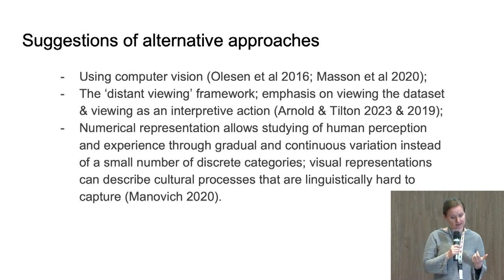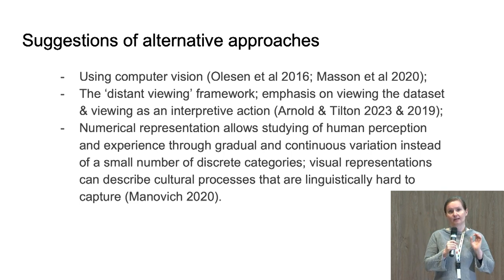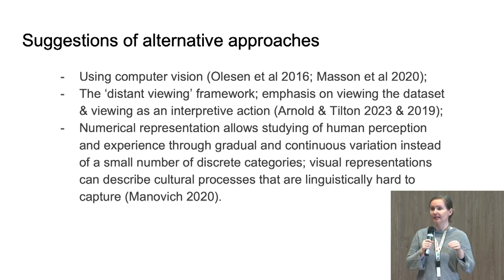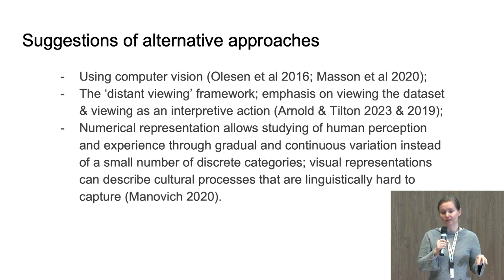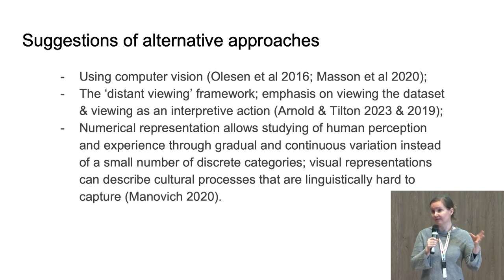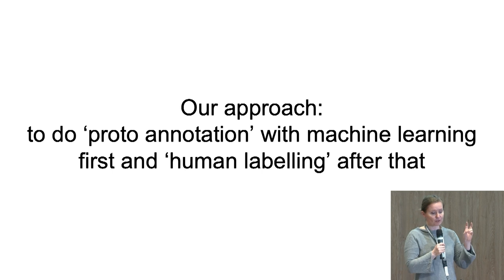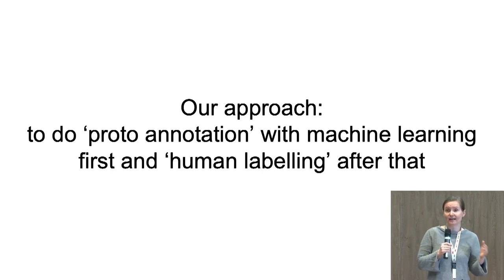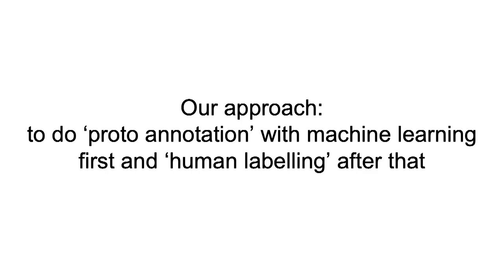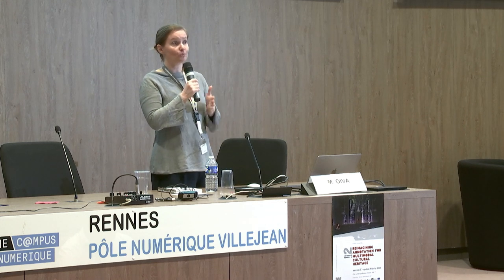And if we keep that, we get to see the gradual and continuous variation of the data, instead of readily putting the data into baskets of categories. That can sometimes be difficult, because sometimes you might need to put one image into several baskets because there are certain features there. So our approach is to do what I call proto-annotation with machine learning first, and postpone the human labeling, which I of course see as super important, but I just want to postpone that phase.